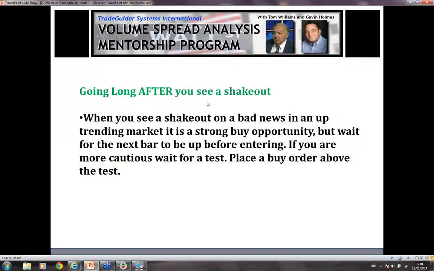So the rule is, when you see a shakeout and the news is bad in an uptrending market, it's a strong buying opportunity. Wait for the next bar to close higher after you see a shakeout. You want to see a confirmation. If you're very cautious, you wait for the test, and that's really what you should do. Always wait for the test because there'll be a lot of volume on that shakeout bar.